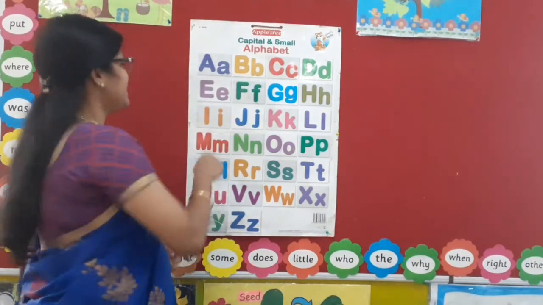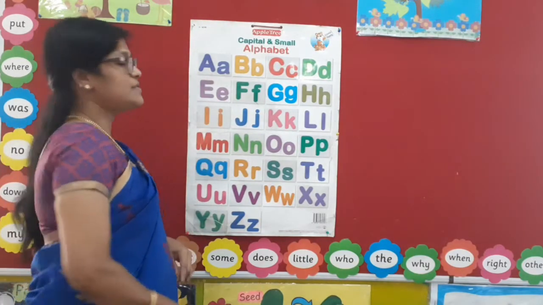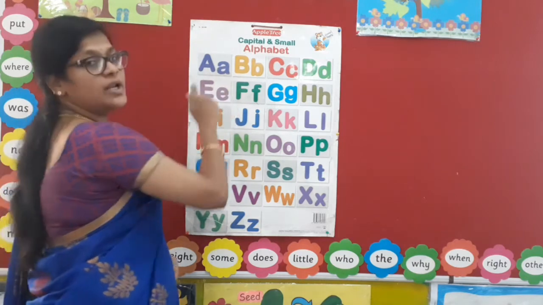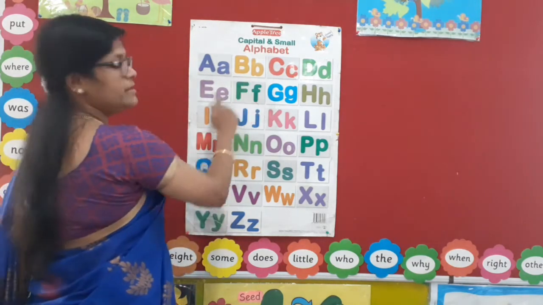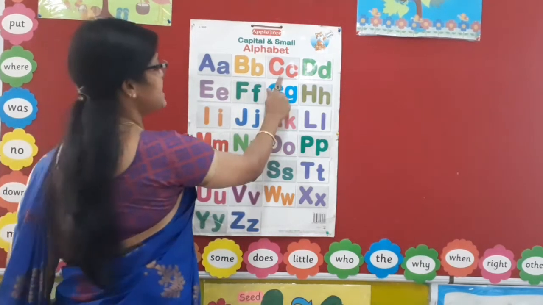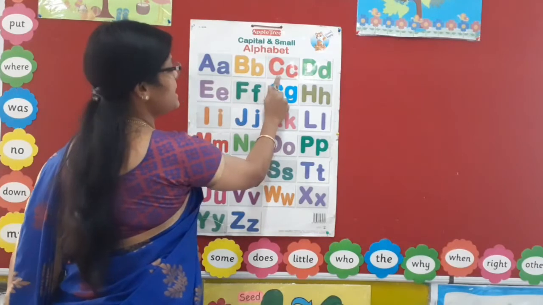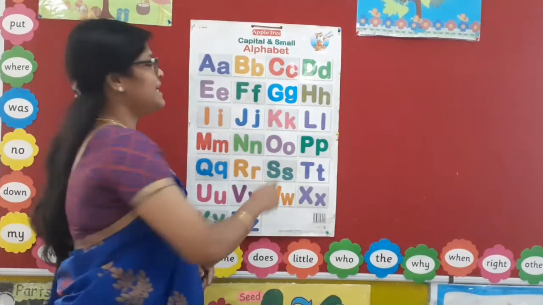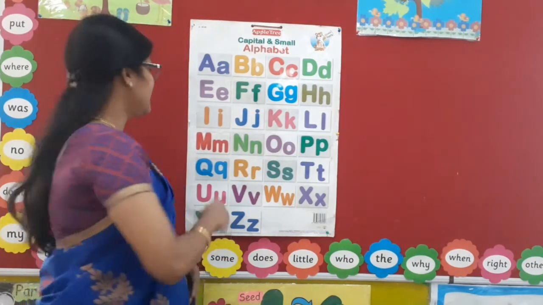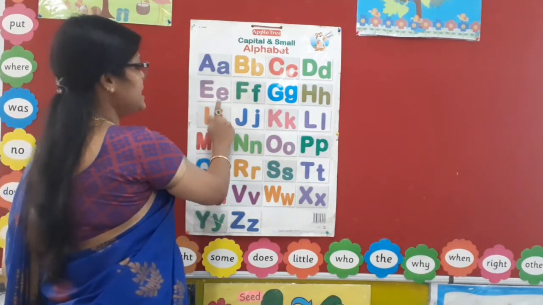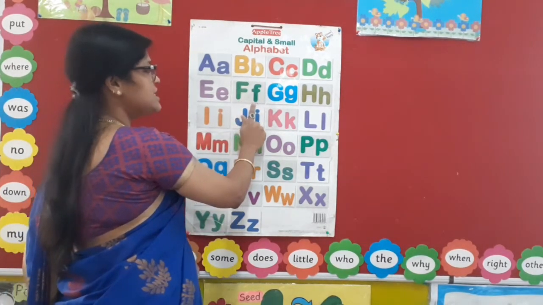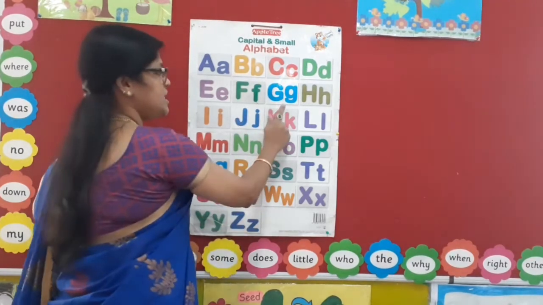Alphabet. A. What do you say? A. Capital A. Small a. B. Capital B. Small b. C. Capital C. Small c. D. Capital D. Small d. E. Capital E. Small e. F. Capital F. Small f. G.